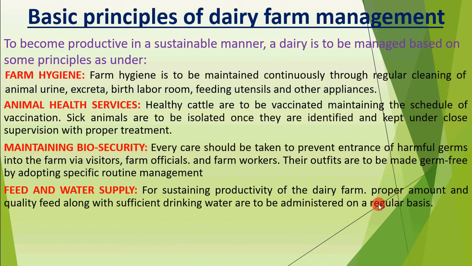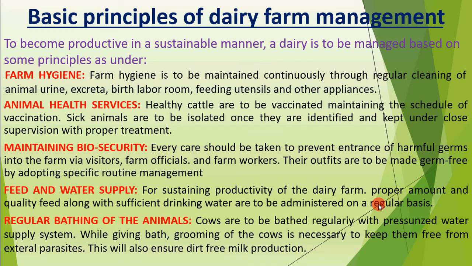Then feed and water supply, you have to provide pure water along with supplementary feed. That means we have to provide supplementary feed on a regular basis. Like we know that we have 4 nutrient elements. If these nutrient elements are not present in your supplementary feed, then your dairy farm production will not be increasing. That means your milk product will not be increasing. That's why you have to provide balanced supplementary feed and sufficient drinking water, and make sure the water should be pure water.